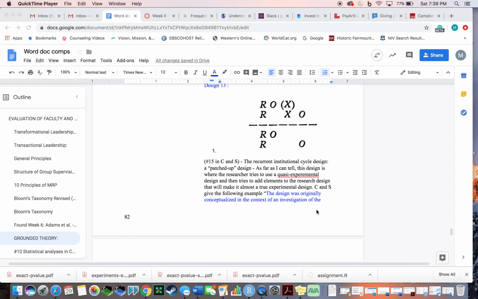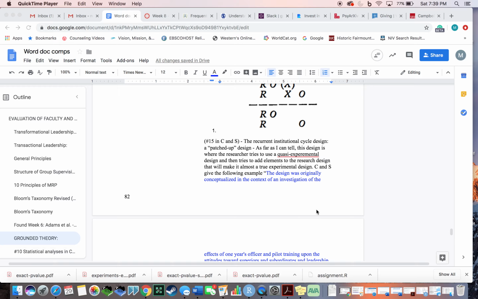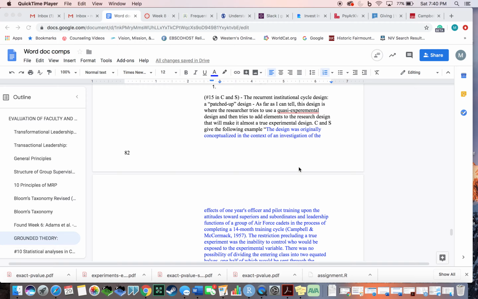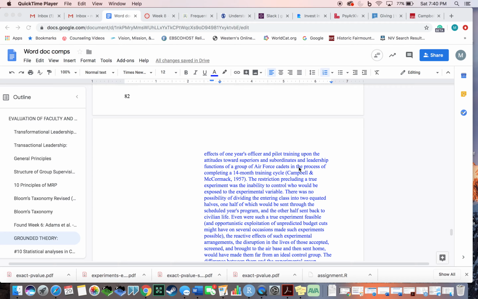All right, the recurrent institutional cycle design, or sometimes it's also called the patched-up design. This is the most difficult one to understand. Essentially, it was developed by Campbell and McCormick when they were trying to study the attitudes toward authority that people would have going through Air Force Academy.